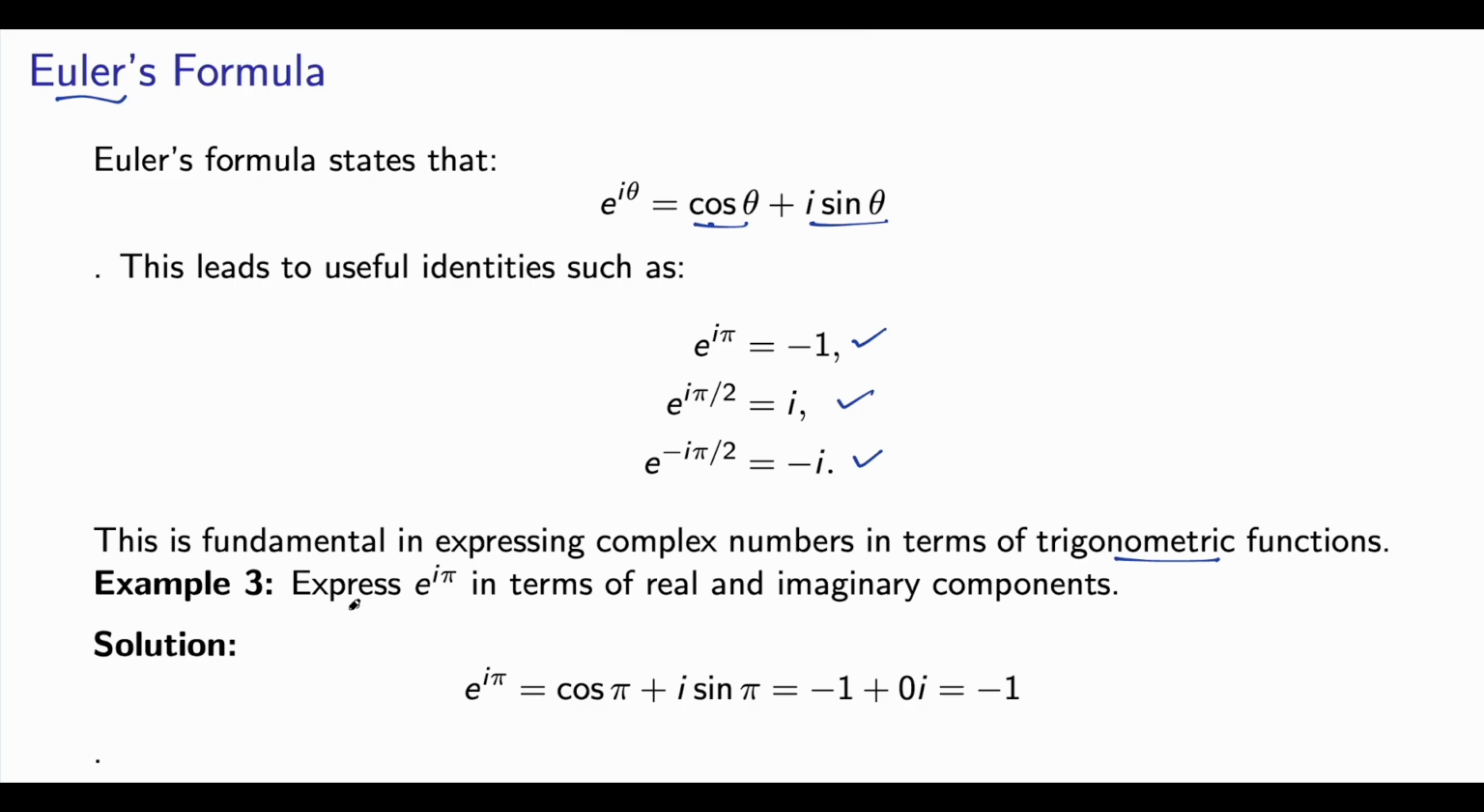So let us see one example. Express e power i pi in terms of real and imaginary components. So you can write e power i pi from the formula as cosine pi plus i sine pi, which is equal to minus 1 plus 0 times i, which is going to be minus 1, right?